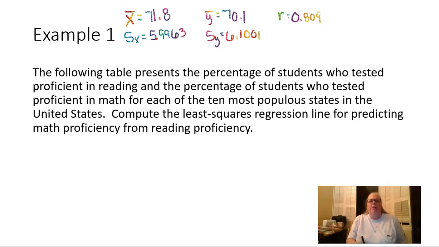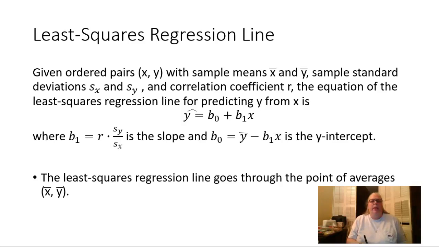Here's the mean, 71.8 for the x's. Here's the standard deviation we found, and I rounded it off to 4 decimal places. And the mean for the y's and the standard deviation for the y's, again, rounded off to 4 decimal places. And then the correlation coefficient that we calculated. All right, now to find the equation for the regression line, we're going to use the formulas back here.